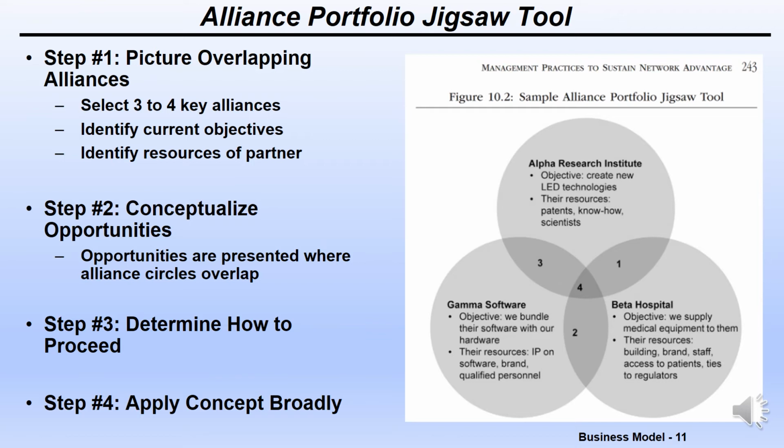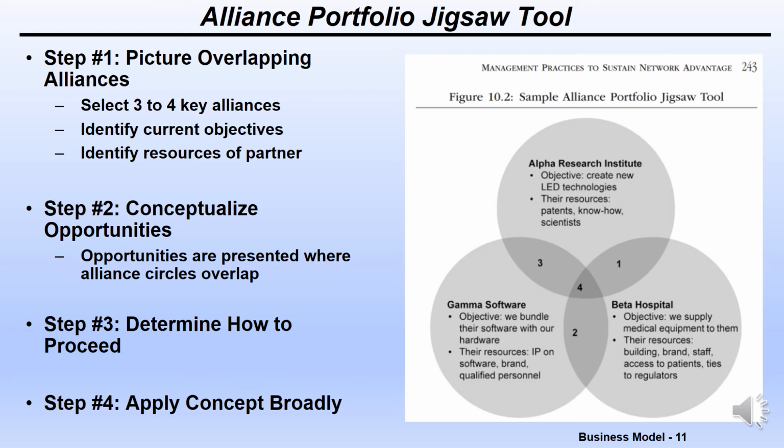Step 2 is to conceptualize opportunities. You need to think about projects or initiatives your firm could start if you combine the resources from your alliances. Figure 10.2 on the right-hand side of the slide is directly from the Network Advantage text. It provides a visual aid of how the overlapping circles of each partner represents an area of opportunity for your firm. Step 3 is to determine how to proceed, which depends on your firm's optimal portfolio configuration.